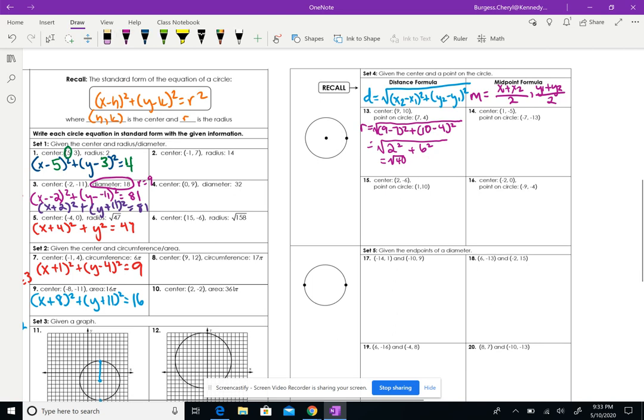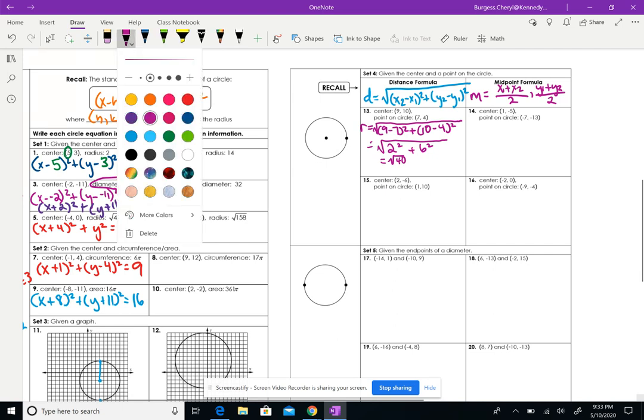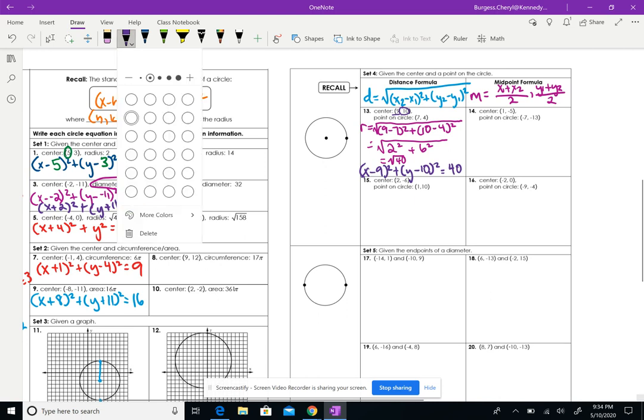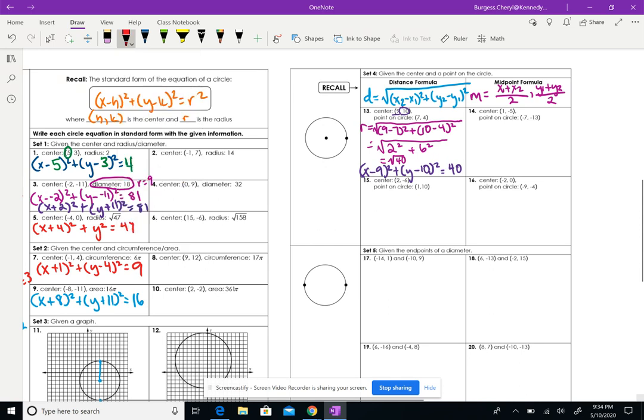Okay. I'm going to just rewrite this. Plugging it into the circle formula, that would be x minus 9 squared plus y minus 10 squared equals, what's the square root of 40 squared? 40. Let's do another one. It's good practice. Okay.